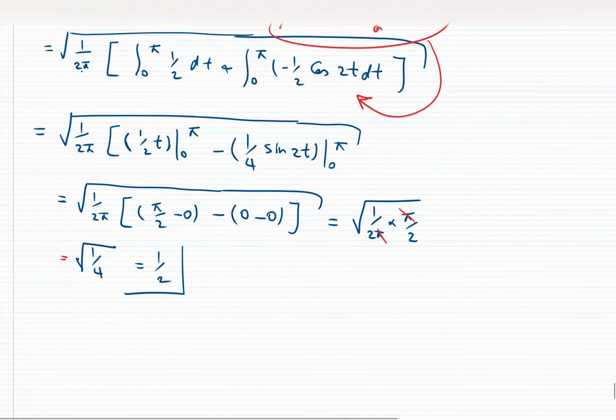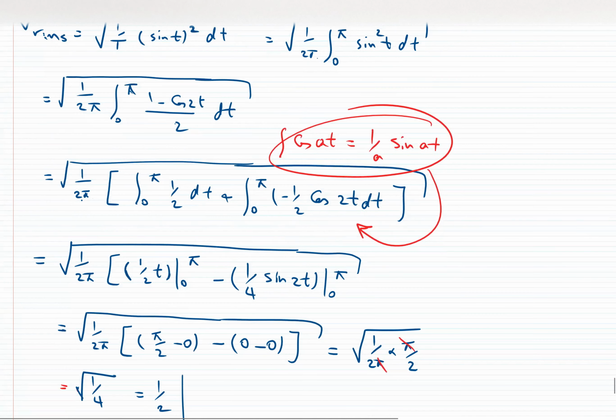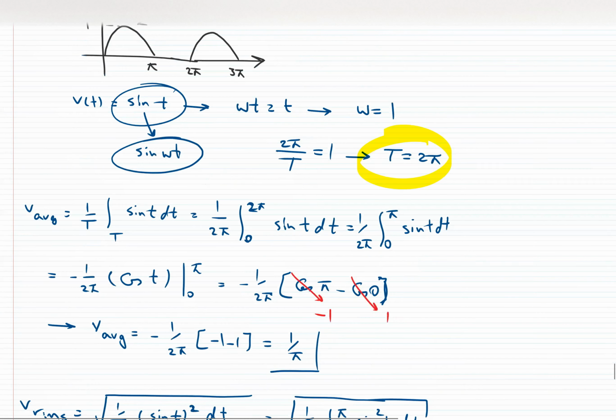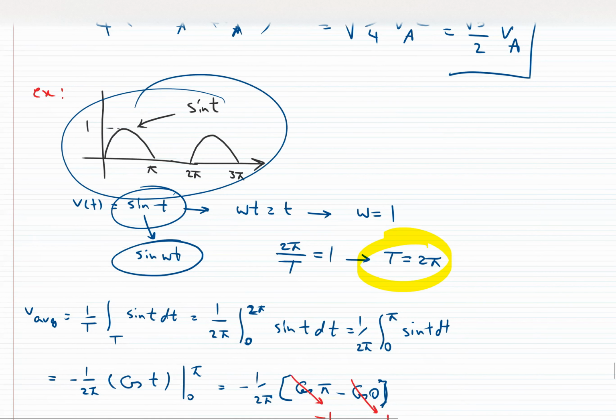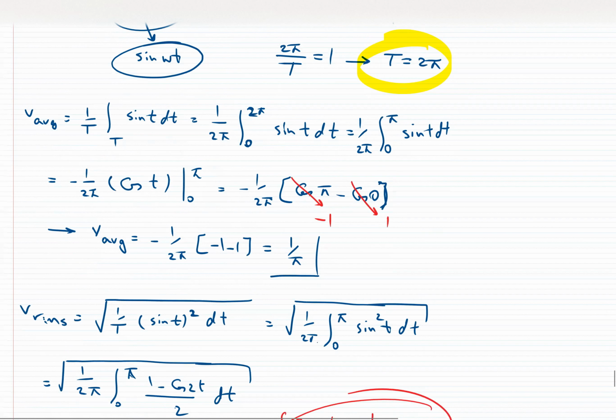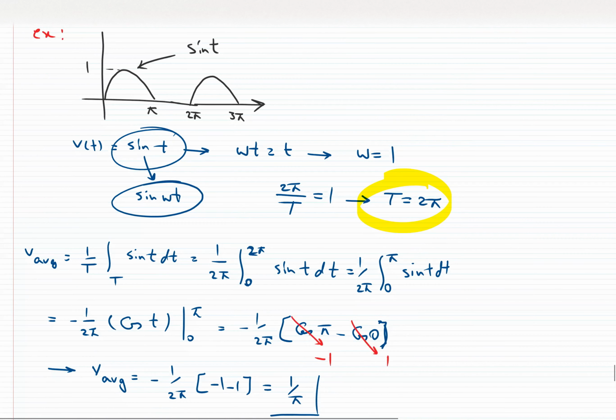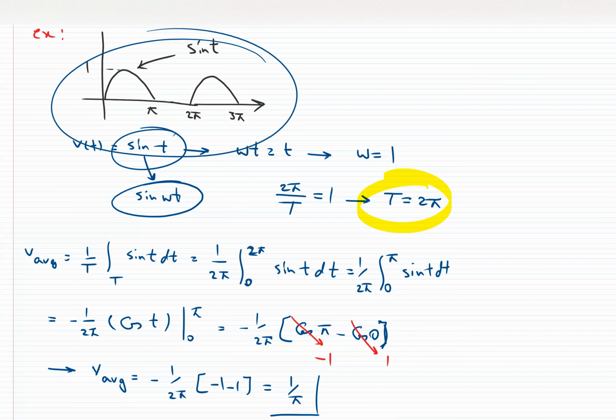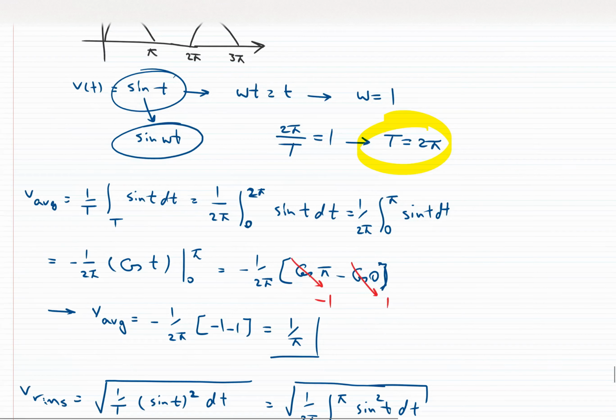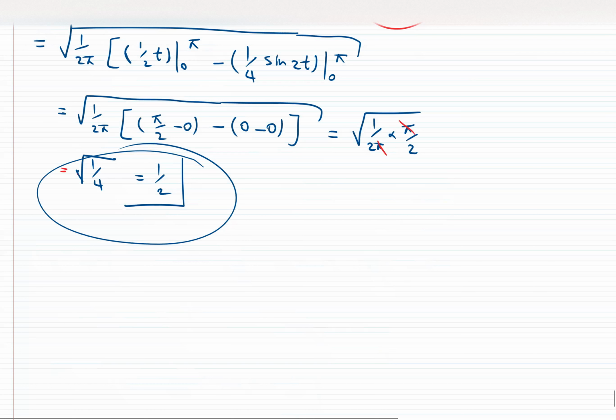We found the V average of this signal, which is equal to 1 over pi, and also we got the Vrms, which is equal to 1 over 2.